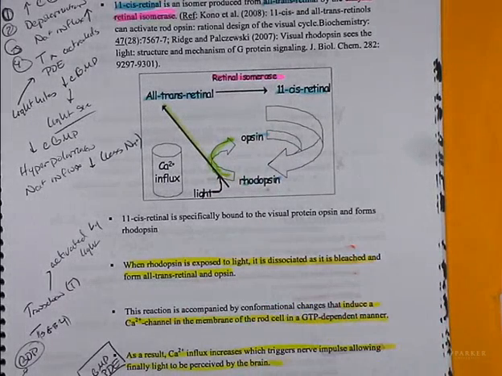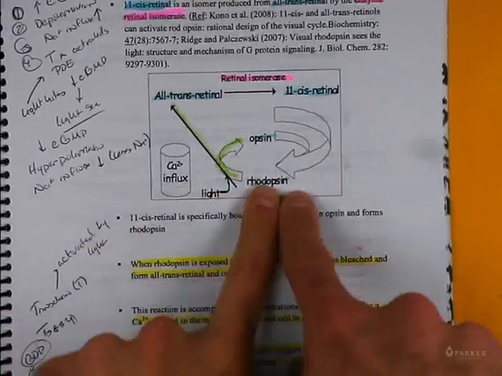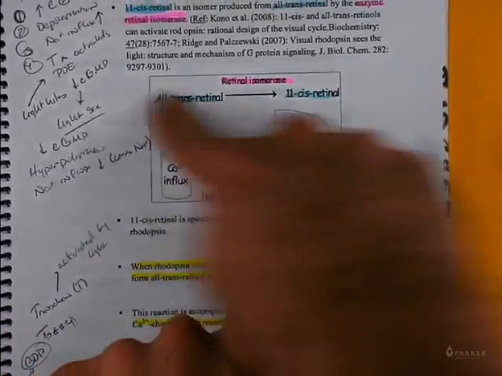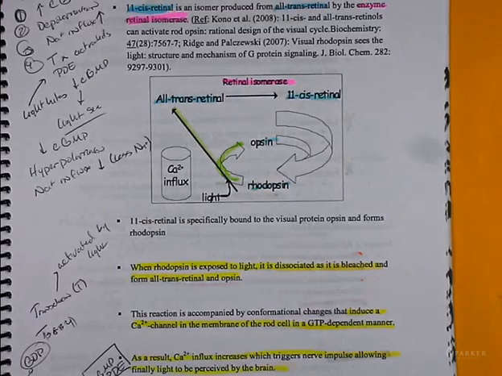Rhodopsin is present in the rods. All of this happens in the rods. On exposure to light stimulus, we get a calcium influx that cleaves rhodopsin, and we get all-trans retinal and opsin again. So it's a cyclical process. We get the formation of rhodopsin and then the breaking of rhodopsin due to light stimulus. In the dark, you form rhodopsin. In the light, you break rhodopsin. Very basic. Make sure you know that much. He might ask you a test question on that.